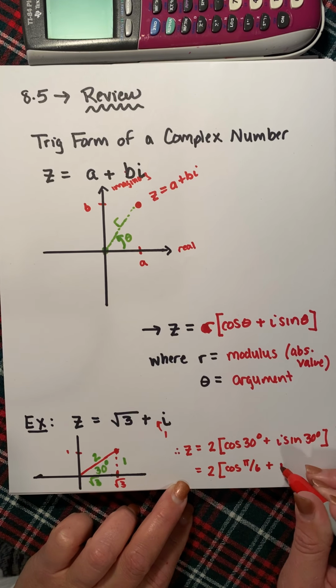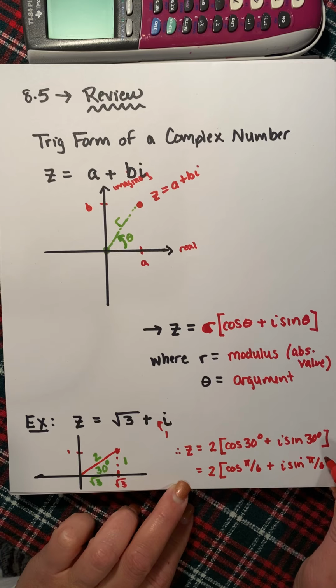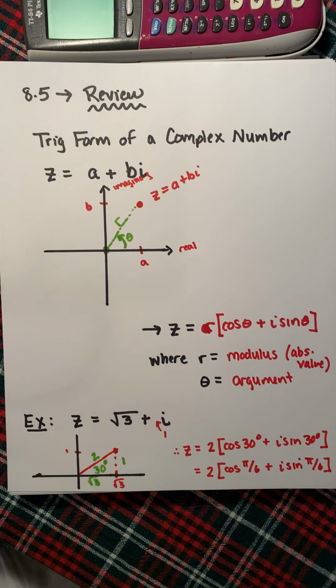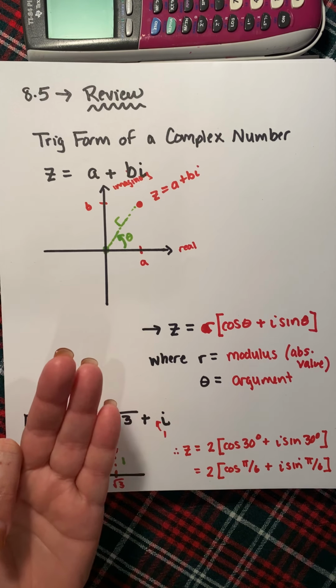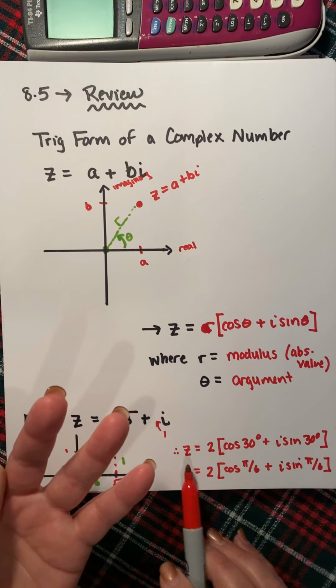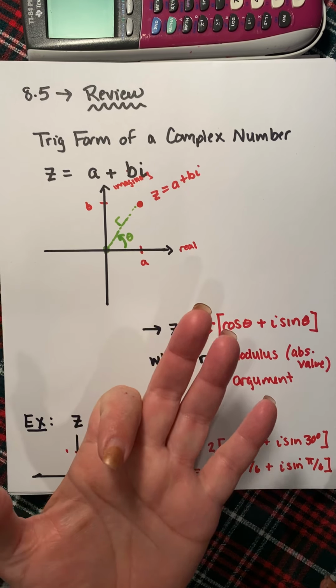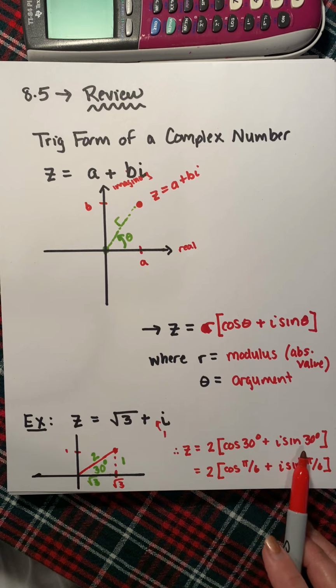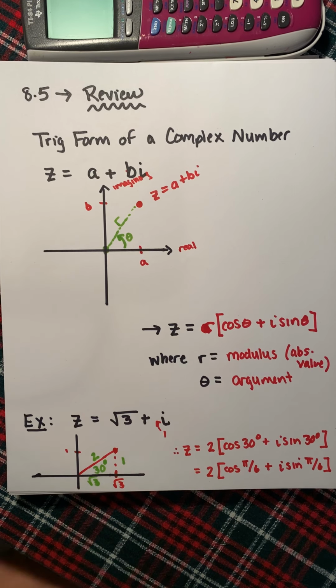Pi over 6 is equivalent to 30 degrees, so sine of pi over 6, right? So this is an alternate way to write the square root of 3 plus i. If you actually calculated the cosine of 30 degrees, it'd be the square root of 3 over 2. 2 times the square root of 3 over 2 would be the square root of 3. Sine of 30 degrees is 1/2. So i times 1/2 times 2 would give me just the single i. So hopefully you got a chance to look at some of that stuff.